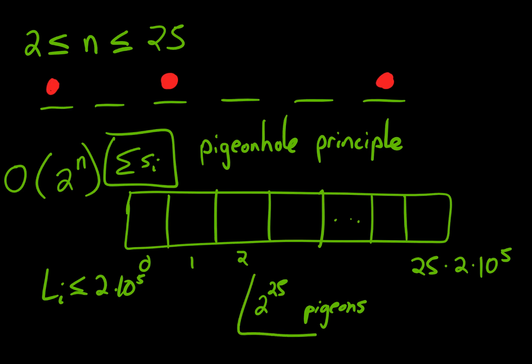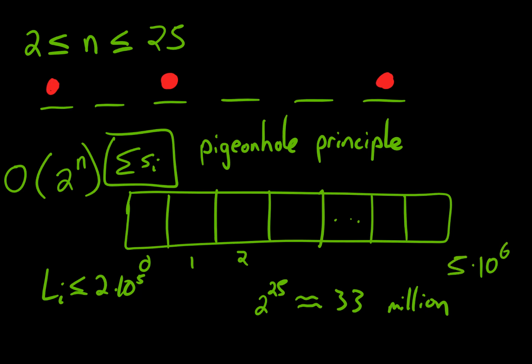And let's do the math here to see what that number is. So 2 to the 25 is 33 million. And then 25 times 2 times 10 to the 5th is about 5 million. So we have 5 million pigeonholes and 33 million pigeons. So there has to be at least 2 pigeons in a pigeonhole. And if we're doing it by sampling, then it'll even collide faster than that by probability, as a kind of birthday paradox thing.